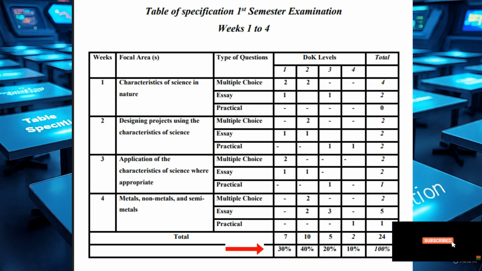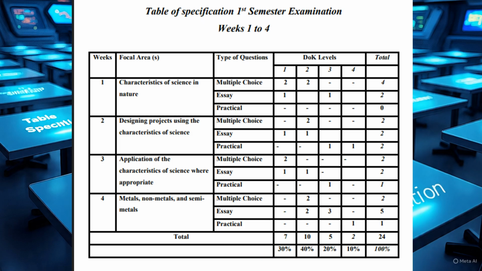Note that there are percentages for the DOK levels. Level 1 is 30%. Level 2 is 40%. And levels 3 and 4 together are 30%. What does this mean? It means that the total number of questions or assessment tasks that you set under level 1 for all the topics should make up 30% of the total number of questions.